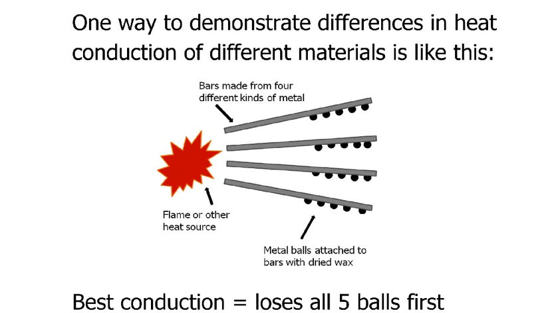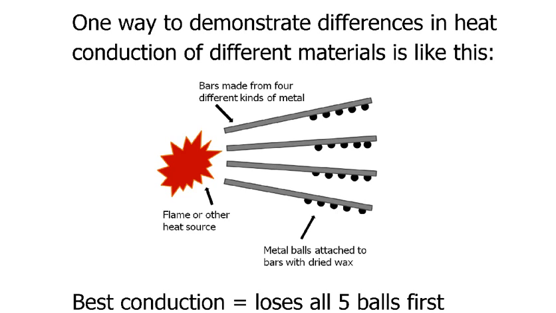Basically, you've got 4 different metals here. 1, 2, 3, 4 different metal bars made of 4 different metals, and you want to find out which one is the best conductor. So you'd need a source of heat, and the source of heat would need to be heating all of these bars evenly at this end. So the heat source is heating up this end of the bars.